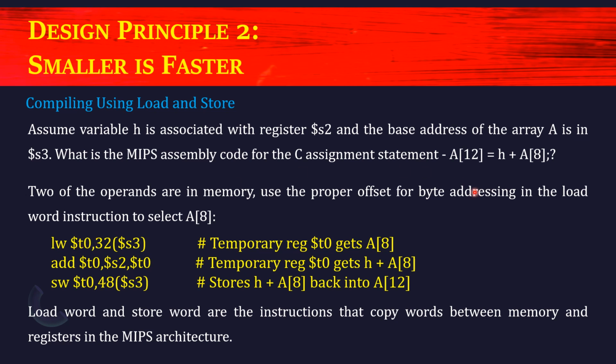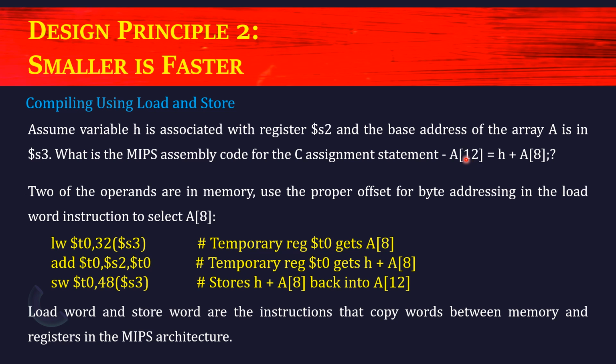Then we are going to add that with H. The address of H is in $S2. So we are going to add $S2 with $T0, and the result is stored in $T0 itself. So, add $T0, $S2, $T0. Then we need to store the result, which is now in $T0, to A of 12. Here 12 refers to the byte addressability.